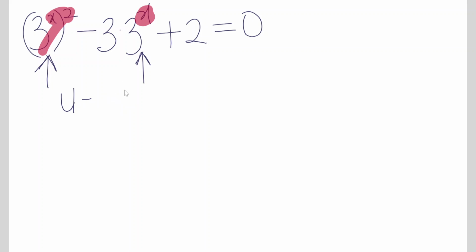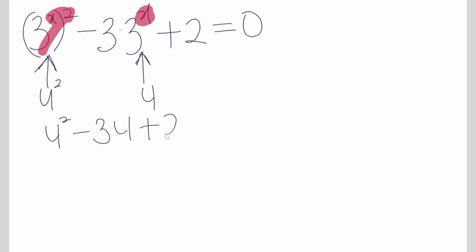Now let me write it again. If 3 to the power of x equal to u, then it means 3 to the power of x to the power of 2 will be u raised to the power of 2. And let us substitute this into what we have in the equation. It becomes u squared minus 3, then multiplying 3 to the power of x, which is u, plus 2 equal to 0. And this is a quadratic equation.